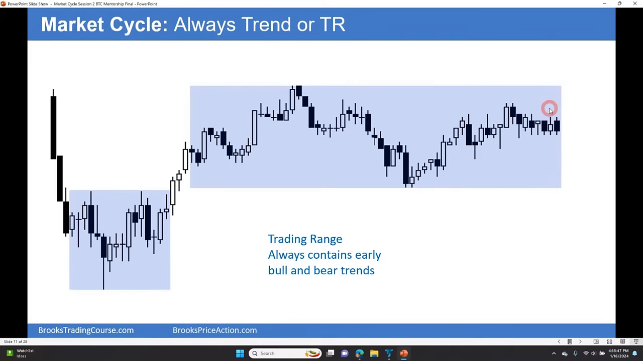That's why you hear Al all the time say 90% of the time, you can buy and sell in either direction and make money. 10% of the time, it's like this. If there was a trading range up here and we're getting a very strong downside breakout here below a lot of bars to the left, it would have gone a lot lower.